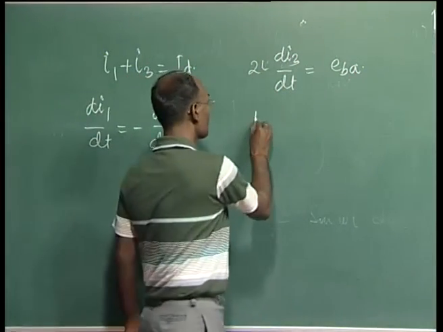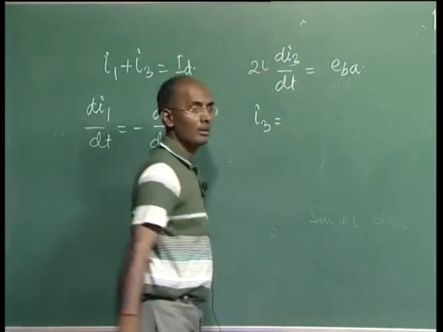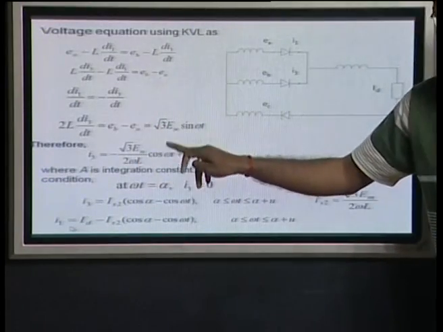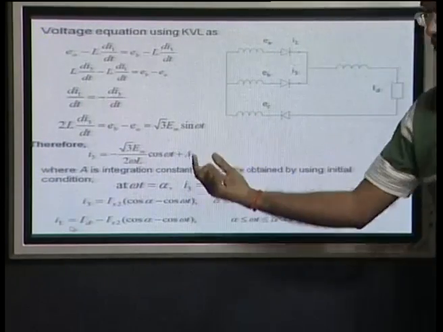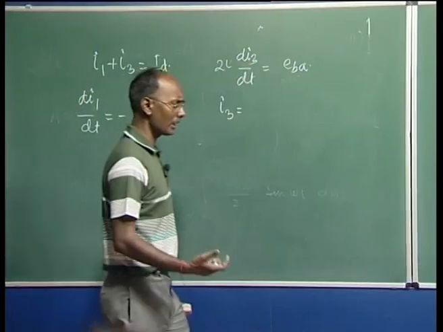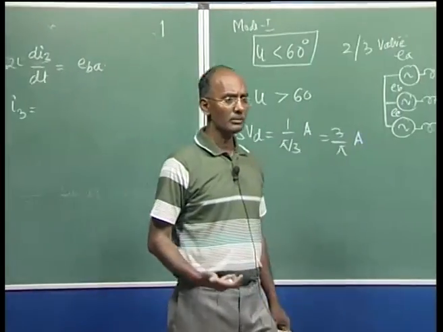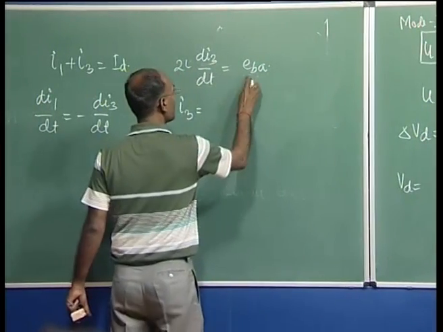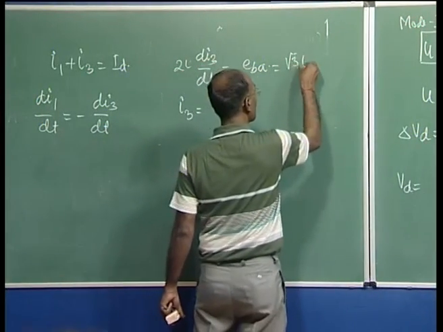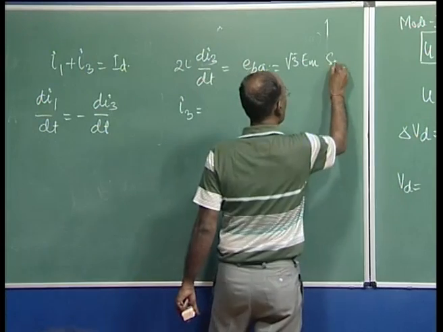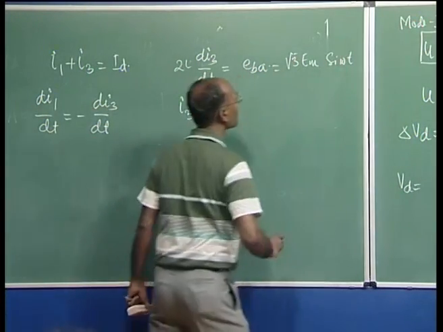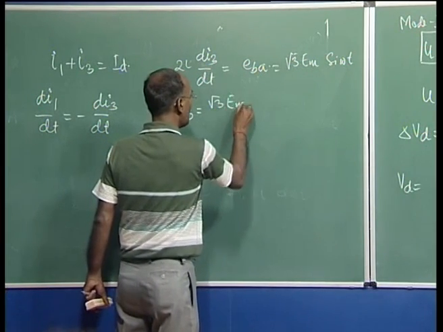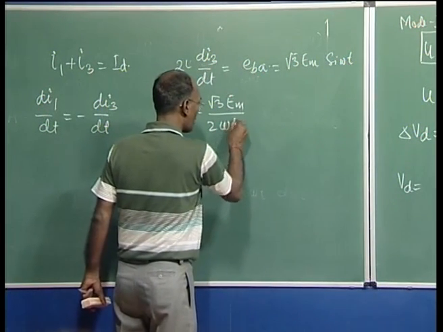So, from this I3 current, we can write the solution of this expression here with some constant A. That constant A depends upon the initial condition, so we can determine the A value. From this I can write this value is nothing but under root 3 Em sin omega t. So, now we are going to have under root 3 Em over twice omega L.